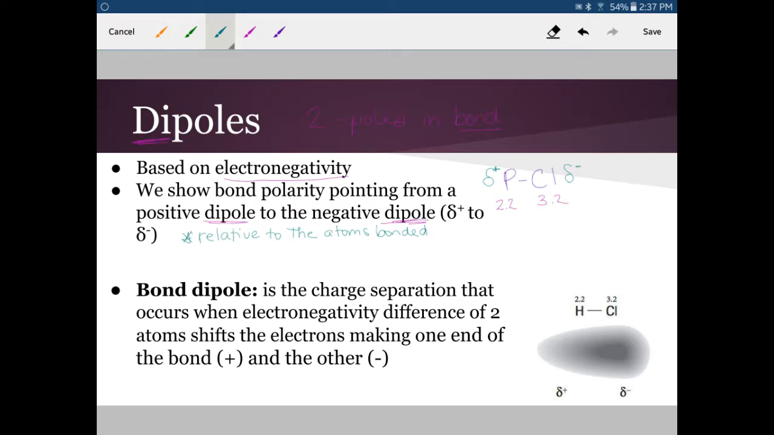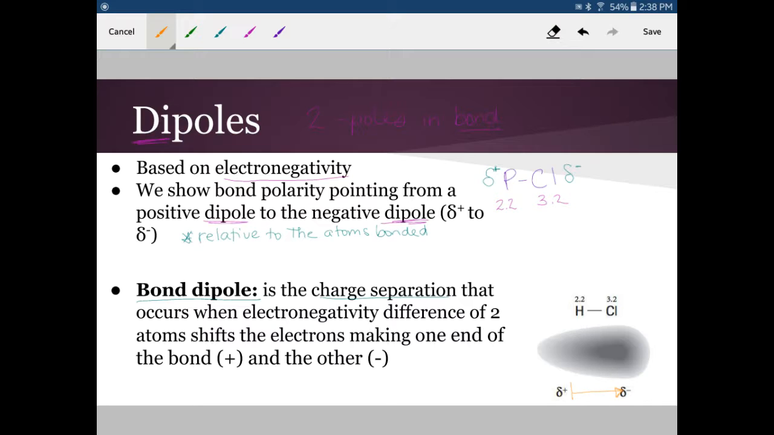Okay, so that's very important to note as well. And essentially, like I said, this bond dipole is just a charge separation that occurs when there's a different electronegativity of two atoms. And we shift our electrons, making one slightly more negative. Again, there's slightly more electrons around this chlorine than there would be around this hydrogen. And the way that we notate this dipole is, again, we show the bond polarity pointing from this positive dipole to the negative dipole. So we'd actually just draw a dipole as almost a vector quantity.